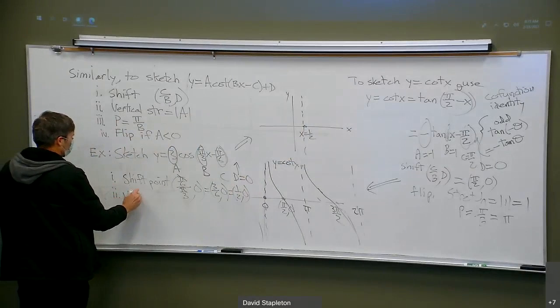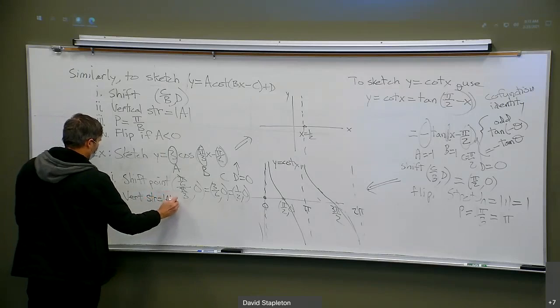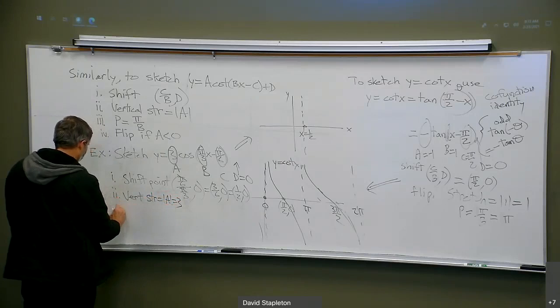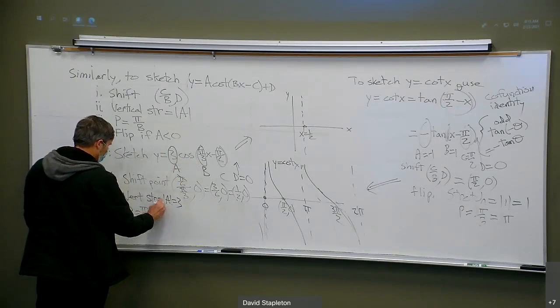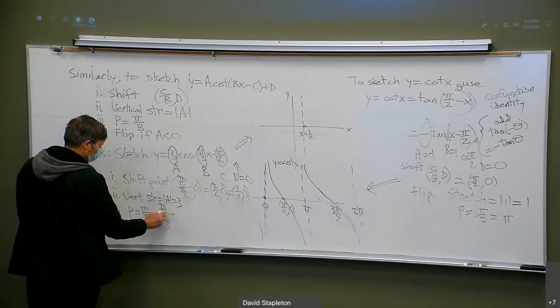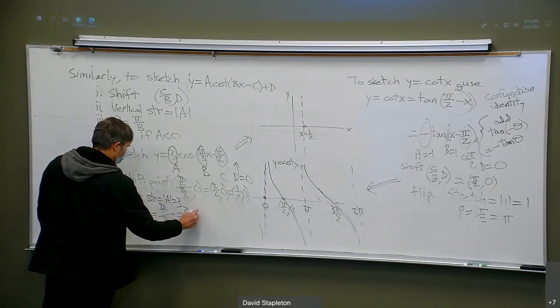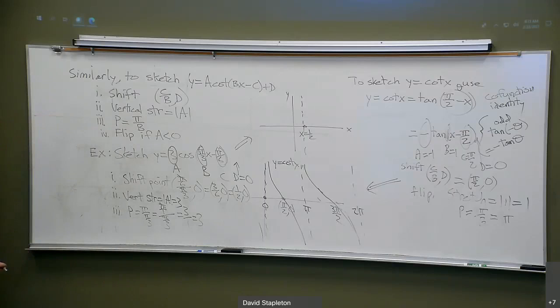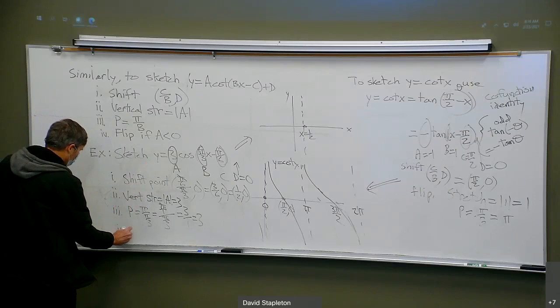Then there's a vertical stretch, absolute value of a, which is 3. There's a period for the cotangent, it's pi over b. So it's pi over 3. I'm going to be careful on this one, right? Pi on the top is pi over 1. Now these are both numerators, the pi's cancel, and you've got top times bottom is 3 over middle times middle is 1. This just comes out to be period 3. Finally, we say there's no flip because a is positive.